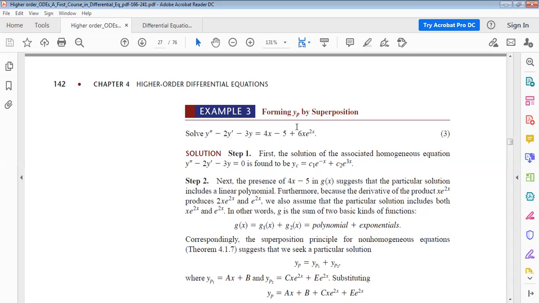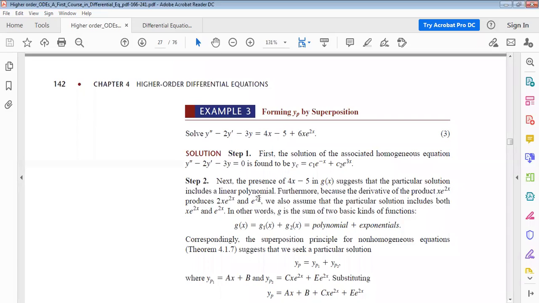Now observe the right-hand side. There is actually a linear function: 4x minus 5 is the linear function. Okay, for this the particular solution will be a polynomial. Now 6x into e to the power 2x. This is the product of two functions, right? x into e to the power 2x. After differentiation we get 2x into e to the power 2x, and again differentiating in the UV process we get another part, which will be e to the power 2x.